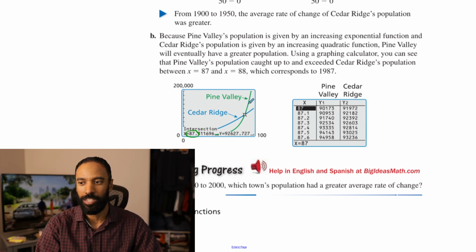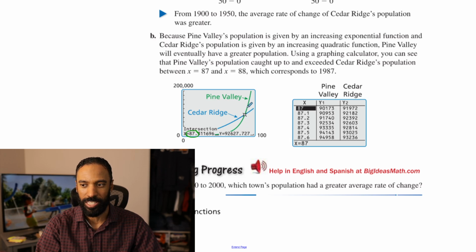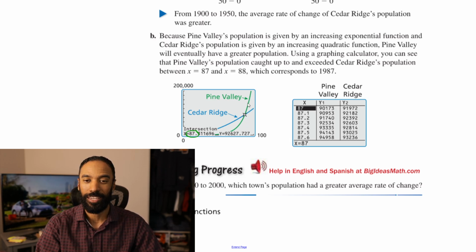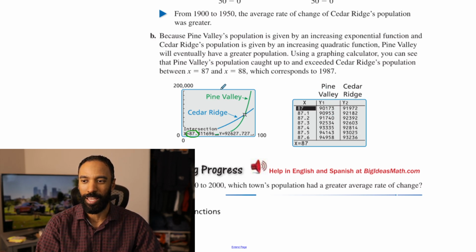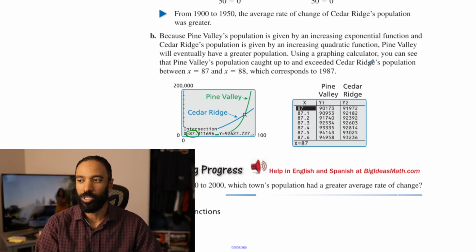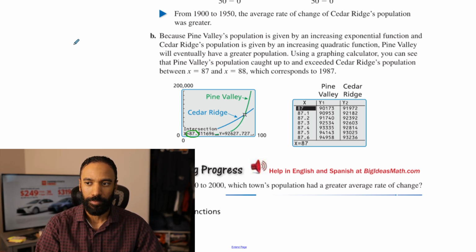After that, Pine Valley just dominates by the year 1990. They're like, bye. I don't know if it's a good thing to have an overcrowded population, but you can see that it's just dominating over that time. So eventually, Pine Valley is going to win.